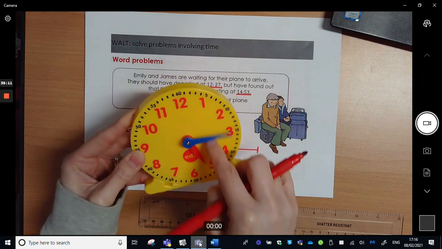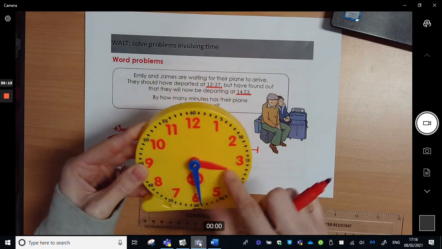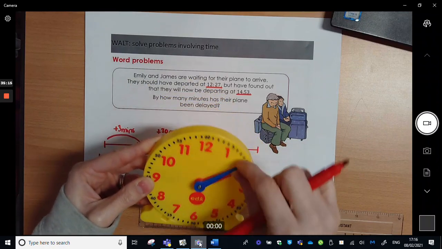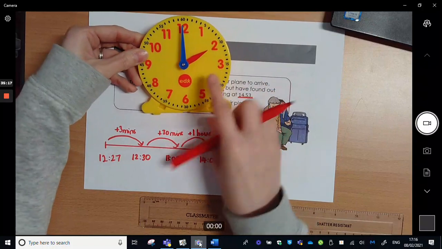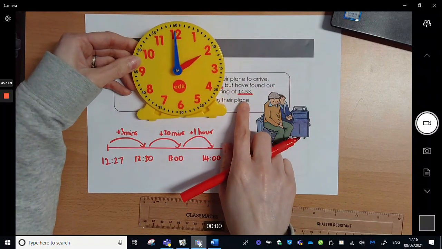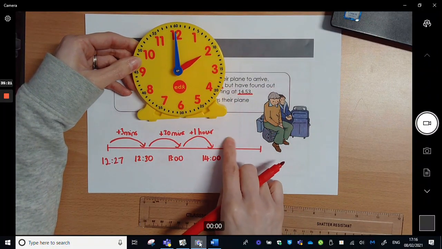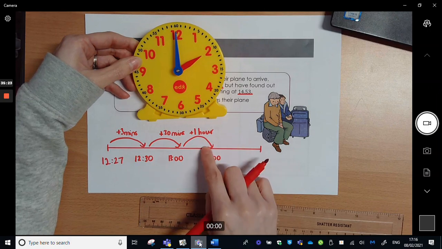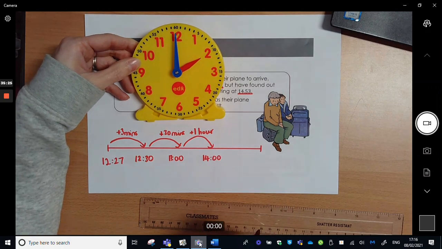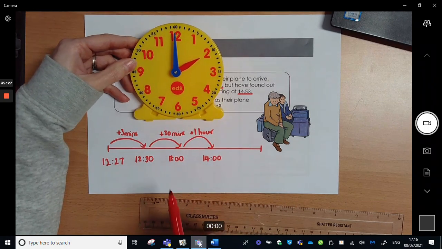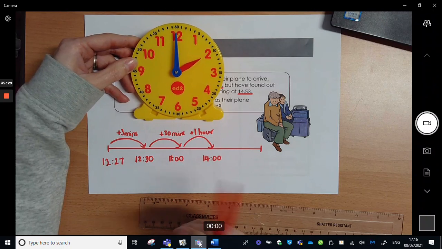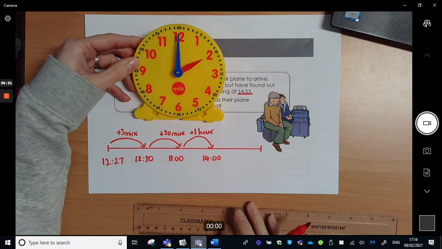I want you to think, what should I add on next if I want to get to 53 minutes past 2? Should I add it in tenths? Should I add it in 15 minutes? What is going to be the best thing to do? So you can pause the video and have a think, or just think quick in your head. I'm just going to pause for a moment.